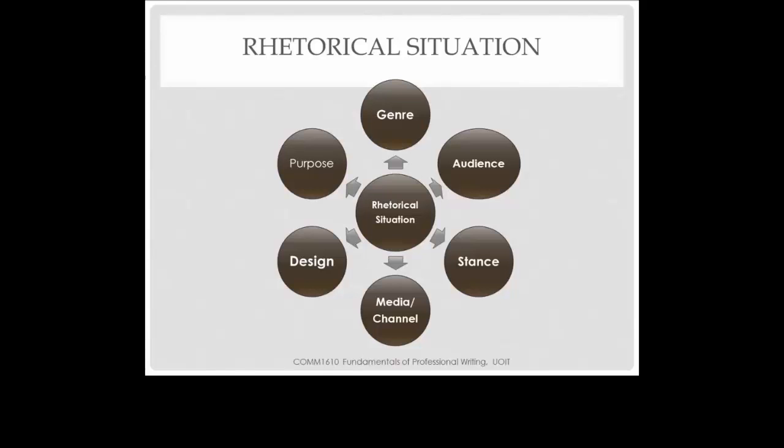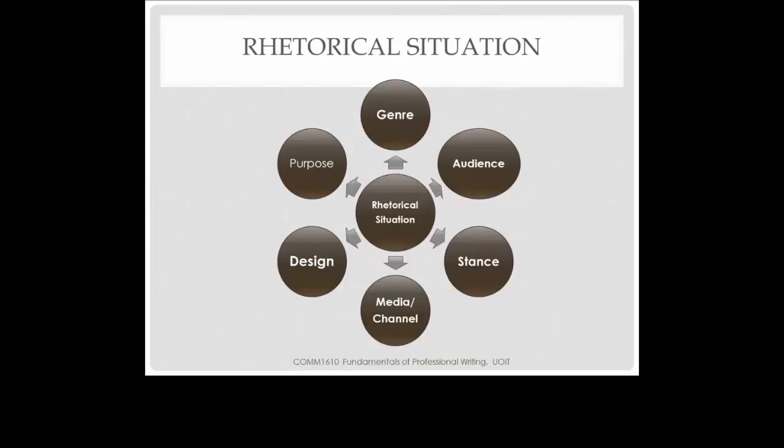Now, the outer rings of this circle that I'm showing you on the graphic here are the rhetorical elements that you use in determining how to put together your document. So you start with your rhetorical situation, in this case that assignment for a writing course at school. Then you look at your genre, an academic research essay in this case. You look at your audience, your instructor or your classmates. Your stance: professional, objective, formal.